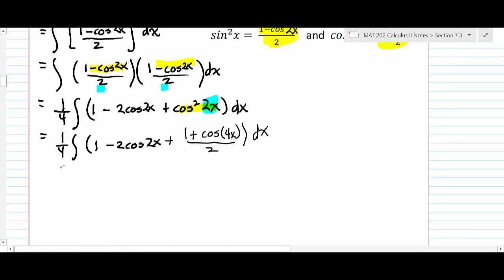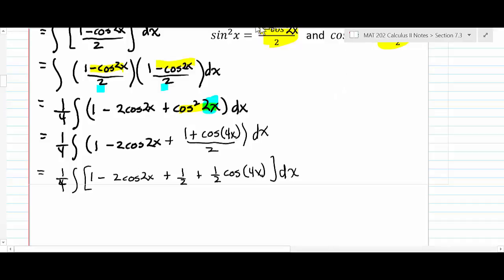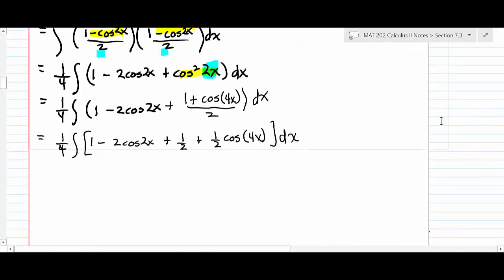So what I'm going to do on this now is break it up like this. I'm going to write one more step before we integrate it. So we got the 1/4, we got the integral of 1 minus 2 cosine 2x. And then this thing right here, we could write kind of like this, split it up. Write that as 1/2, and then you could write this as 1/2 cosine of 4x, the whole thing times dx like that. Now you can integrate everything on this if you look at this. Are you guys following where I'm at so far?